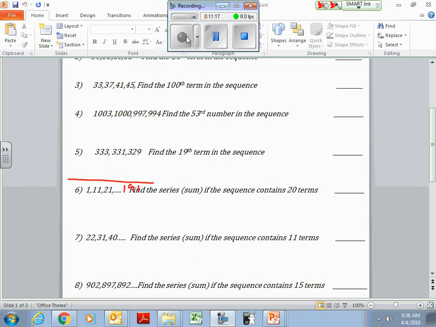191 for the next one, 112 and 832. 112, 832. All right, there's a way that sweet n is a number of terms. N, number of terms.